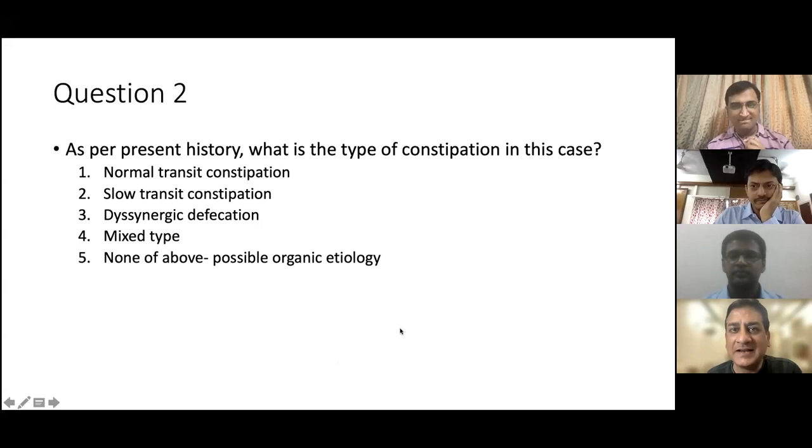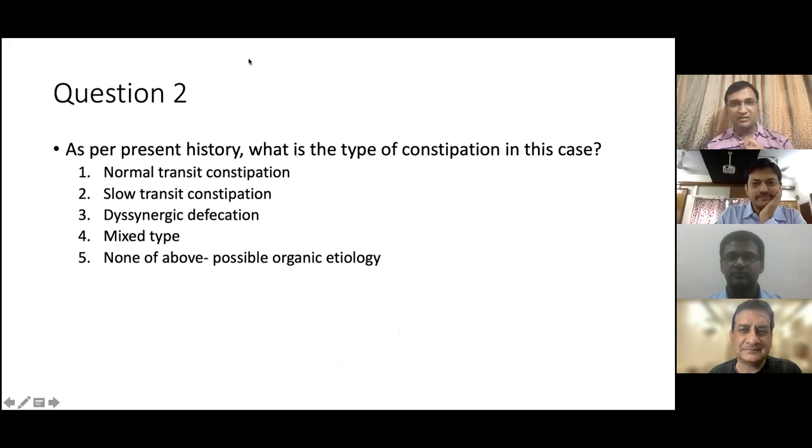I'm not sure they are able to see the poll results. So out of 145 people who've answered, 55% felt this was slow transit, 17% felt this was dyssynergic defecation, 12% felt it was normal transit, and 12% felt it was a mixed type. 3% felt that there was a possible organic etiology here. So the majority went with slow transit and 17% with dyssynergic defecation.